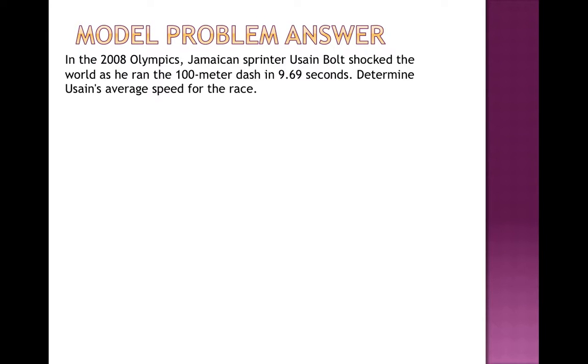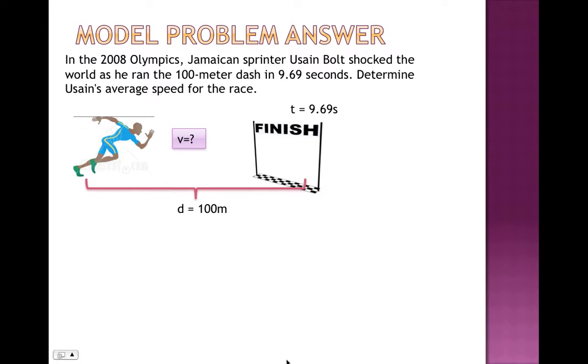Okay, so here's our problem. Our first step is to draw a diagram. Here I have a diagram. Notice that I've put in the numbers for what I know, and I've also tried to highlight what it is I want to find. Now the next step is to make a table of givens and finds. I know the distance is 100 meters. I know the time is 9.69 seconds, so those go here, and I'm looking for the speed.